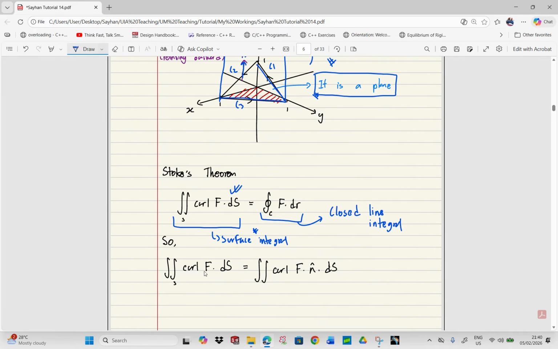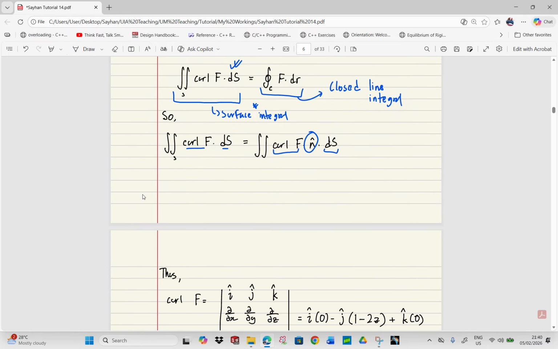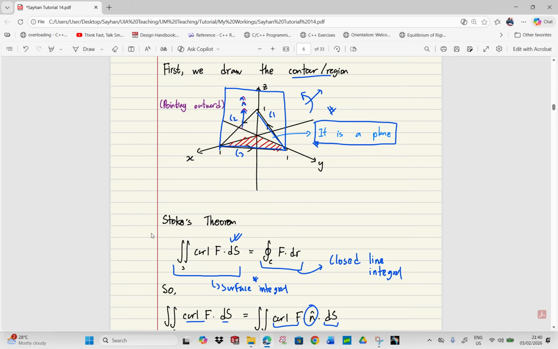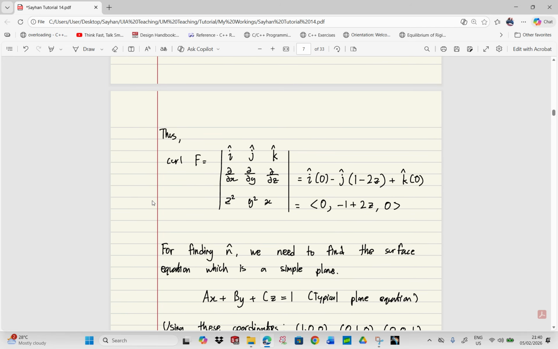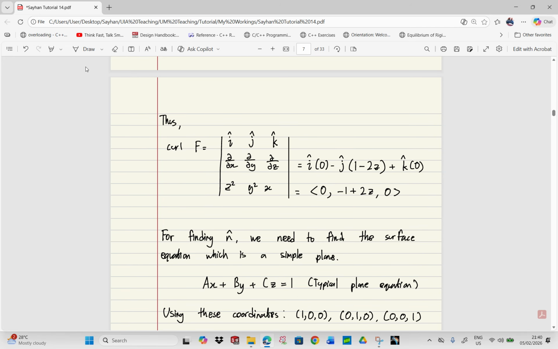So the integral of the curl of F can be rewritten as a surface integral of the curl F dotted with the unit normal vector dS. Therefore we find the curl of the vector field. If you recall from the earlier tutorials, I think it was tutorial 3 or 4, we discussed how to find the curl of a vector field. We've discussed it, and this is what we end up getting.